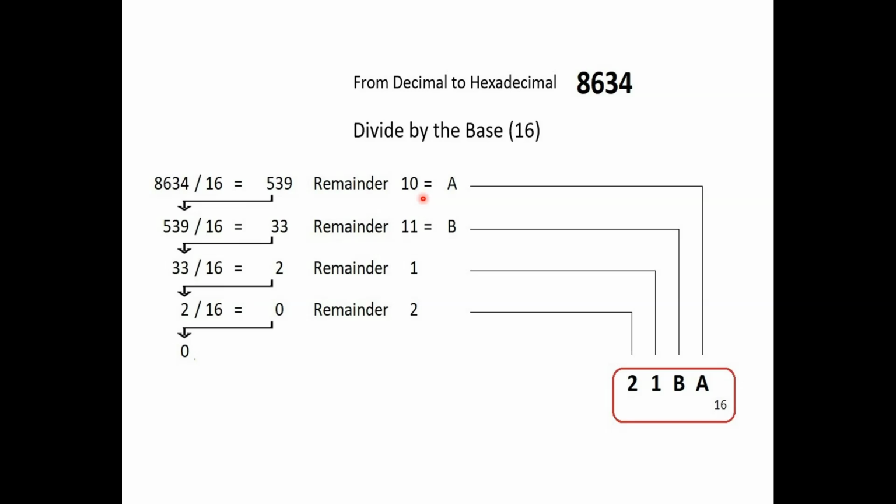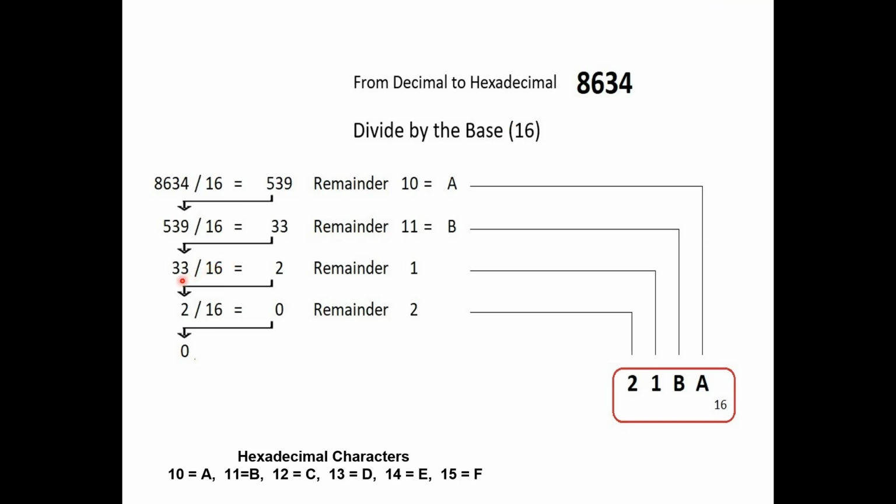If the remainder is higher than 9, remember, the characters for 10 to 15 are A, B, C, D, E, and F. For example, the remainder is 10, so we use the hexadecimal character A. Then we would divide 539 by 16, and we will get 33 with a remainder of 11. 11 is the character B in the hexadecimal system, so it becomes part of our converted number.